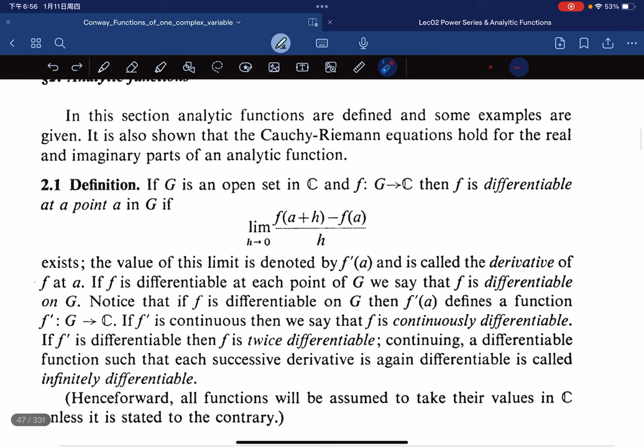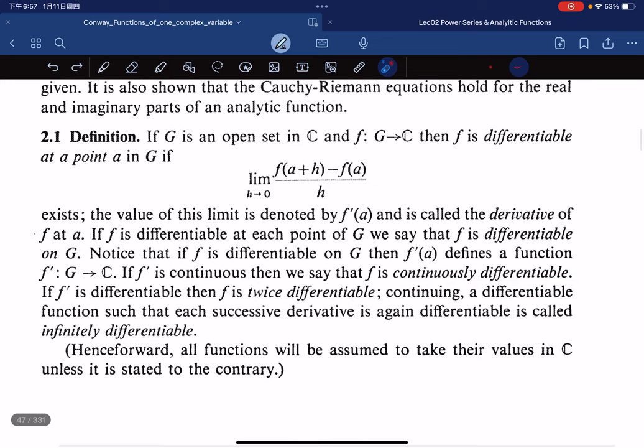If the derivative is continuous, we say it's continuously differentiable. If it's infinitely differentiable, meaning each subsequent derivative is again differentiable, then, recalling multivariable calculus, I'll just call it a smooth function, C infinity.